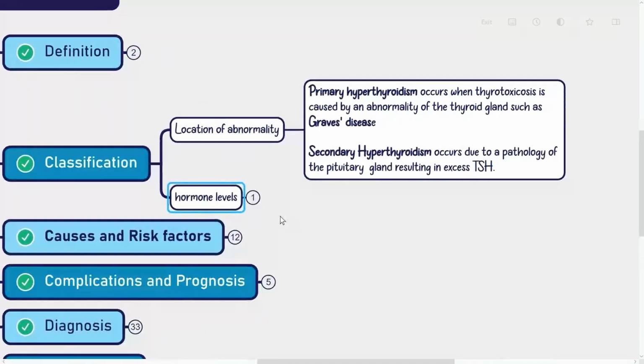Classification of hyperthyroidism can be in two ways: the location of abnormality and hormone levels. Primary hyperthyroidism occurs when thyrotoxicosis is caused by an abnormality of the thyroid gland, such as Graves' disease. Secondary hyperthyroidism occurs due to a pathology of the pituitary gland resulting in excess TSH.